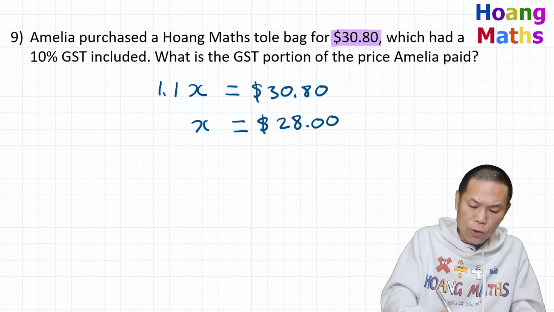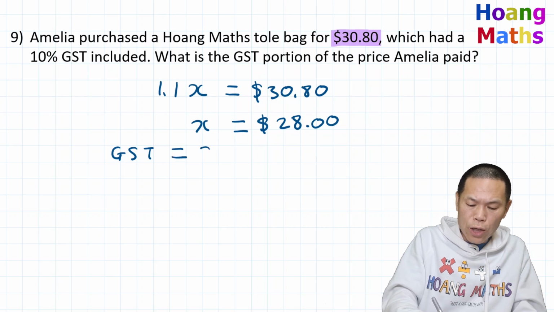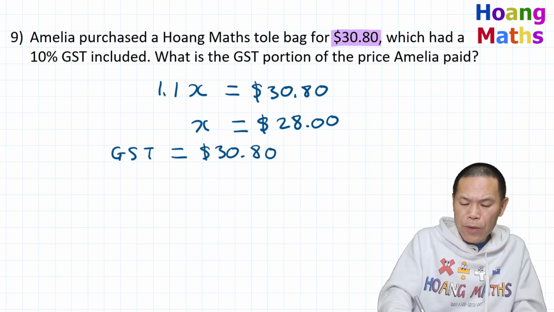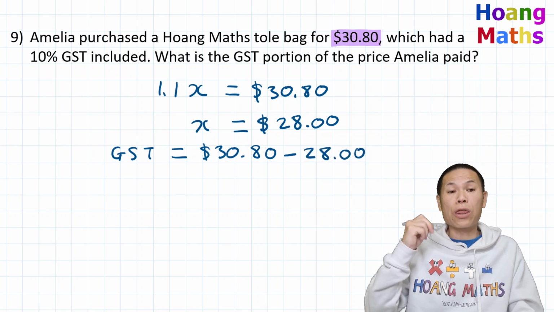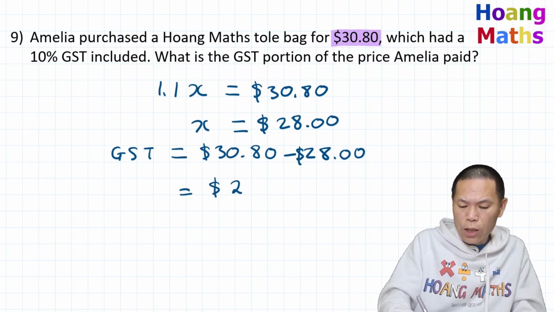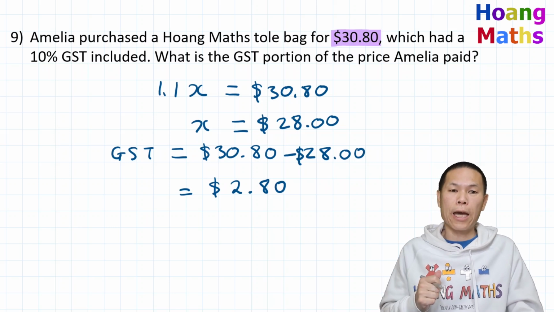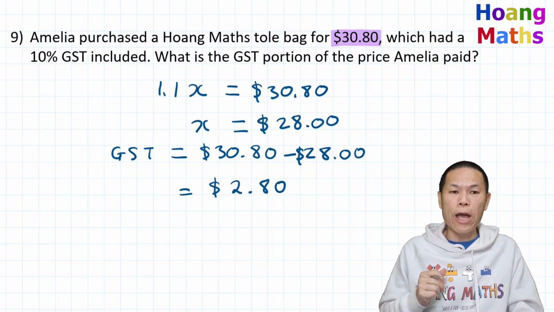So what we do is, GST is equal to $30.80 minus $28. We know that $30 minus $28 will give me $2. So that is $2.80. That is the GST. I hope you got that one correct.